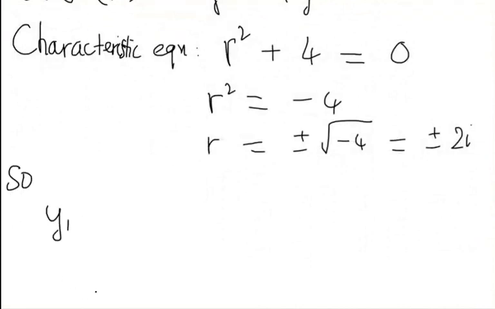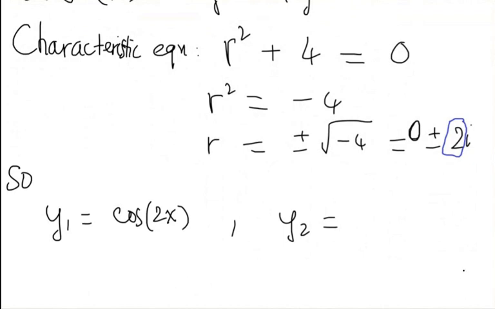So y1 and y2. Plus or minus 2i, so they have 0 in front, right? 0 plus or minus 2i. So we don't have the real part right here, so no exponential. We only have the imaginary pieces. And the coefficient of i is 2, so y1 will be cosine of 2x, and y2 is sine of 2x. No exponential because of this 0.